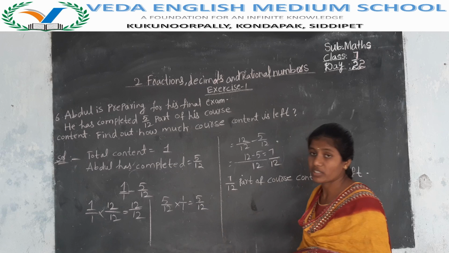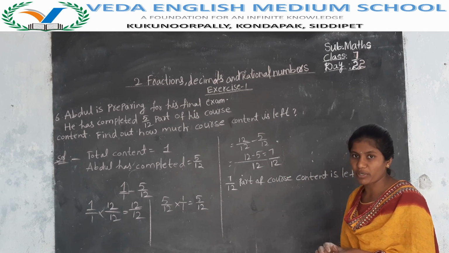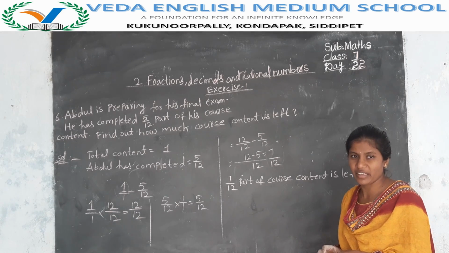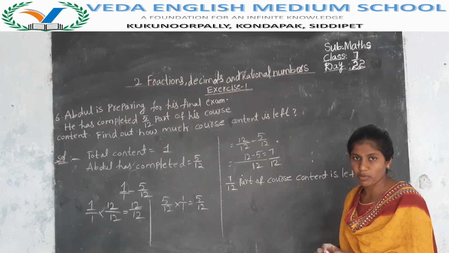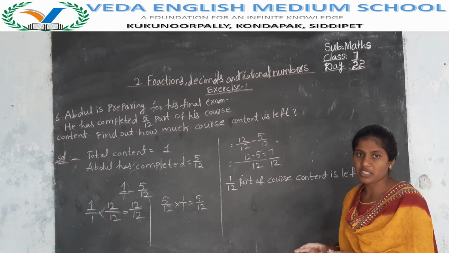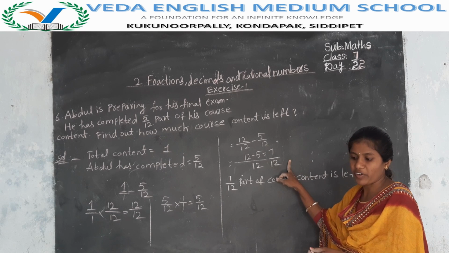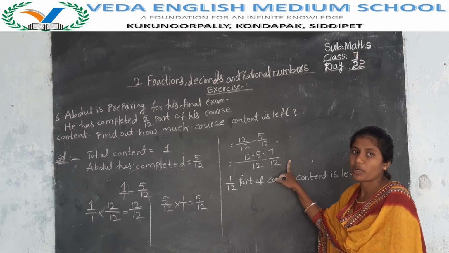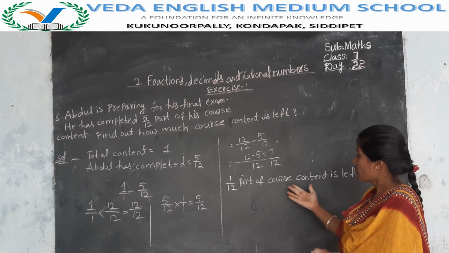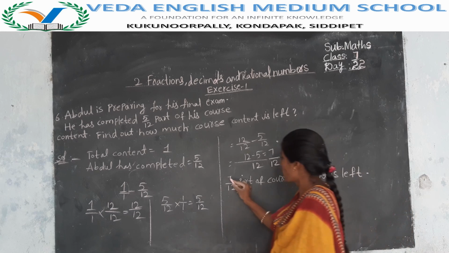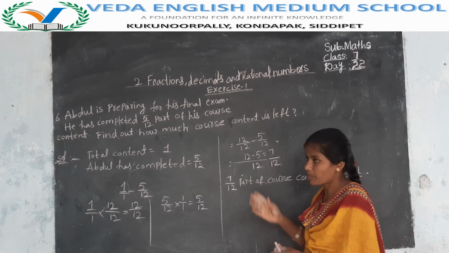Now I have one doubt. Now may I convert this fraction into a mixed fraction? No, it is not possible to convert into a mixed fraction. Why is it not possible? Because only an improper fraction is possible to convert into a mixed fraction. Now it is a proper fraction. So for a proper fraction there is no possibility to convert into a mixed fraction. So Abdul has 7 by 12 part of course content left.